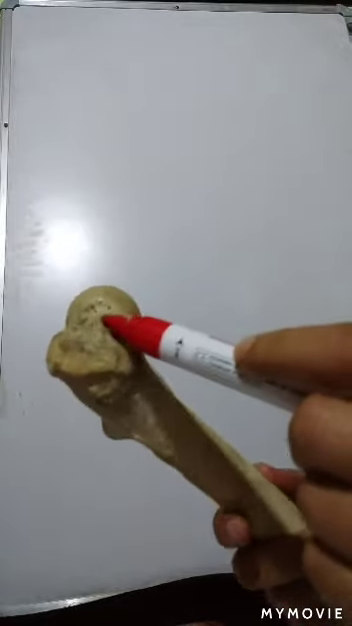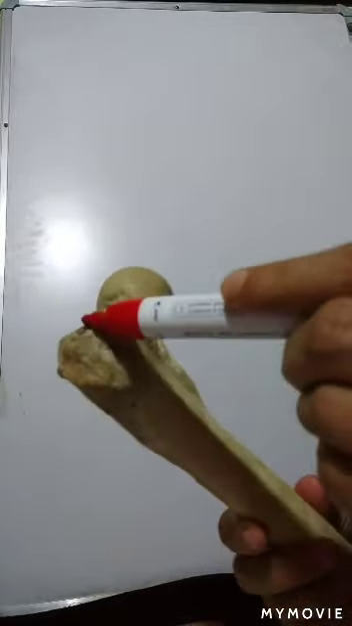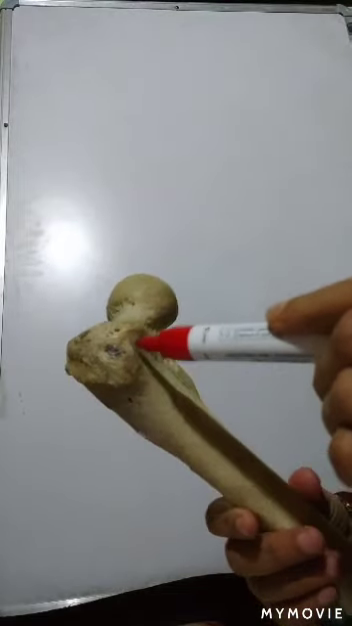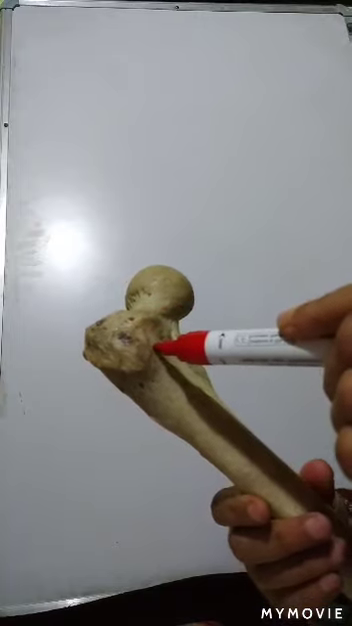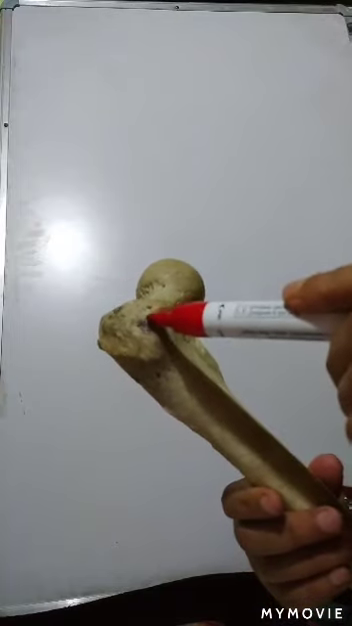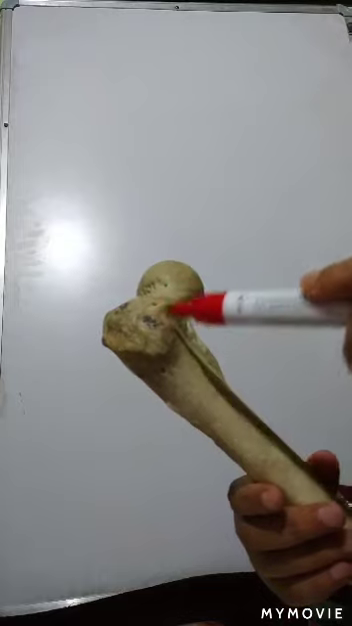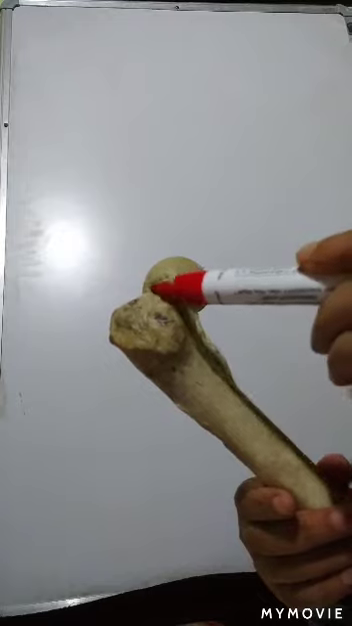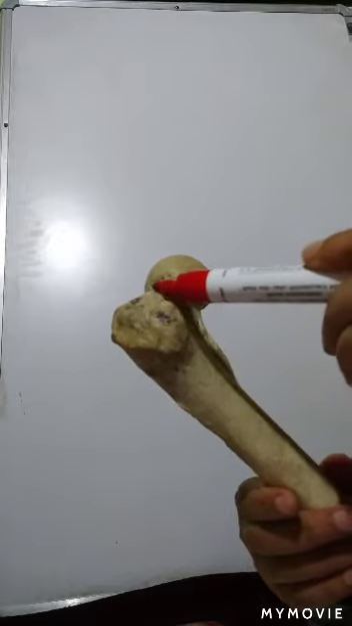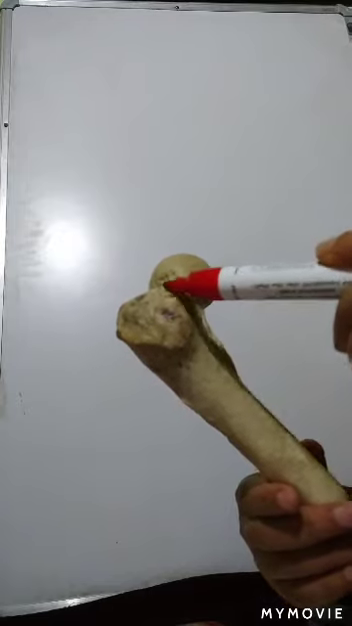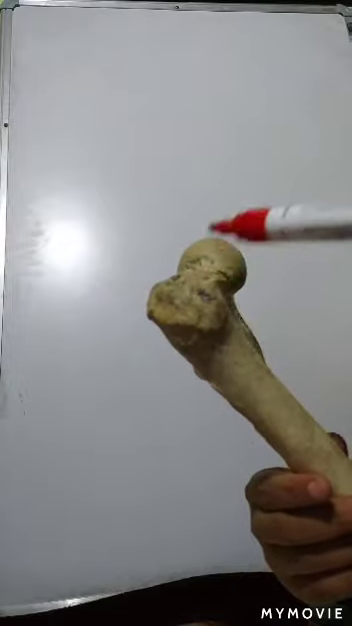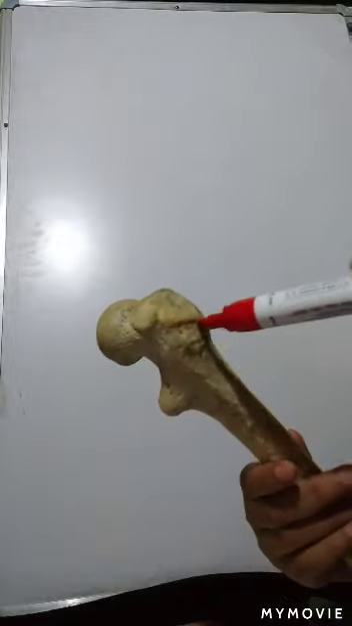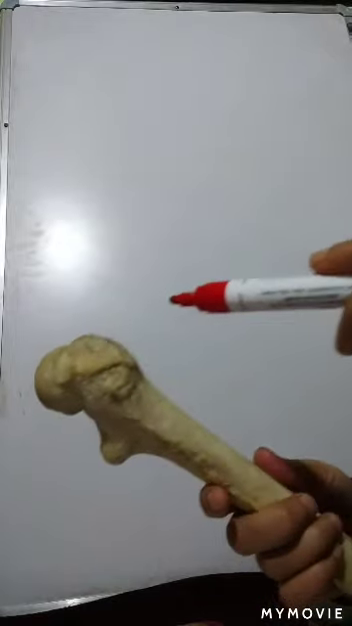The medial surface of the greater trochanter is divided into an upper part and a lower part. The lower part is marked by a depression for the obturator externus muscle, and it is also called the trochanteric fossa. The upper part is marked by an impression for the insertion of the obturator internus, superior gemellus and inferior gemellus muscles. This is about the medial surface of the greater trochanter.